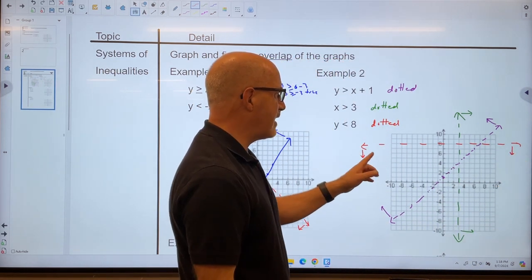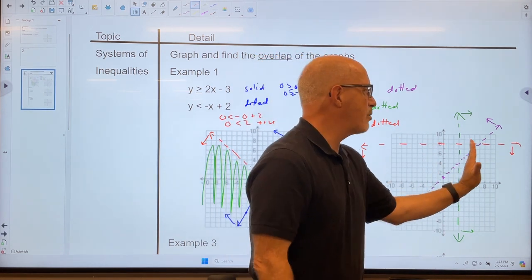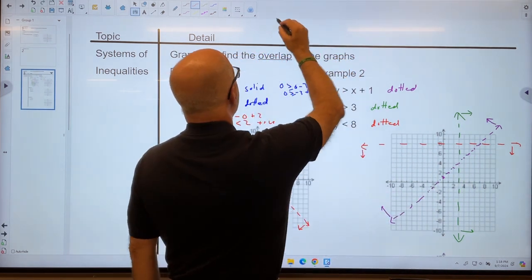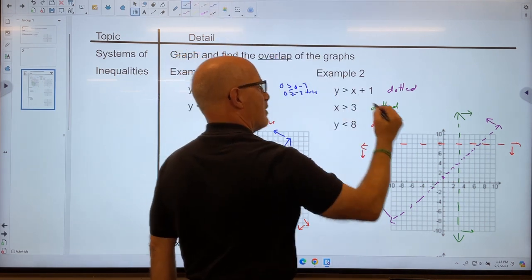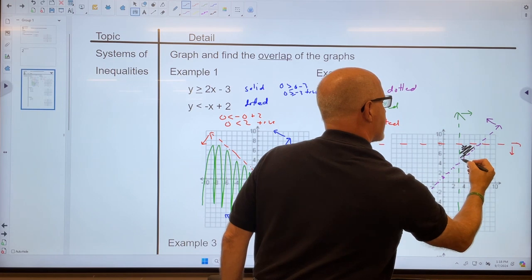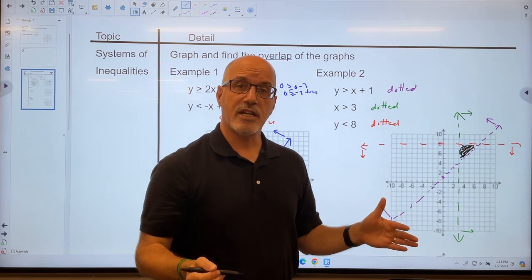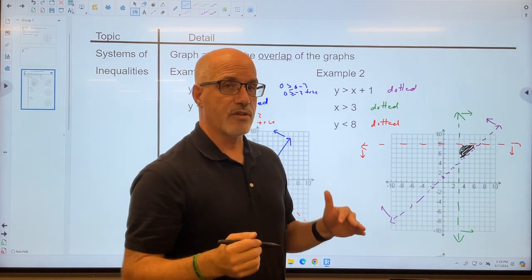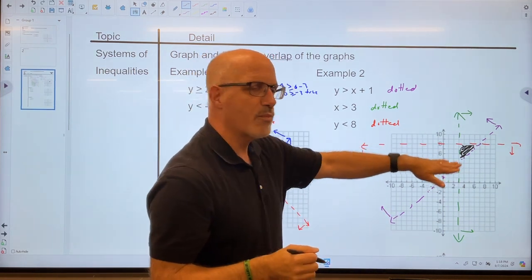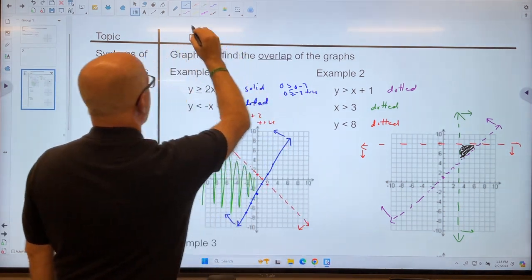So using these arrows to guide me, above purple, below red, and to the right of the green, it's going to give me this region right in here to shade. This little triangle is going to be where my final graph is. It's surrounded by dotted graphs, so the graphs are not included in the solution, but every other point in that region will work in all three of these inequalities.